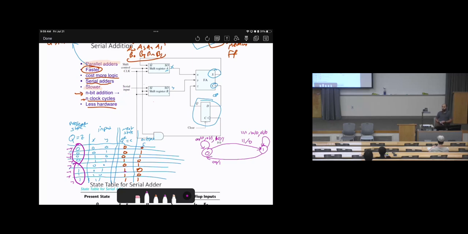Any question? Here, I use D flip-flop. Can I use any other flip-flops? Yes, you can use, actually there's another form by using JK flip-flop.